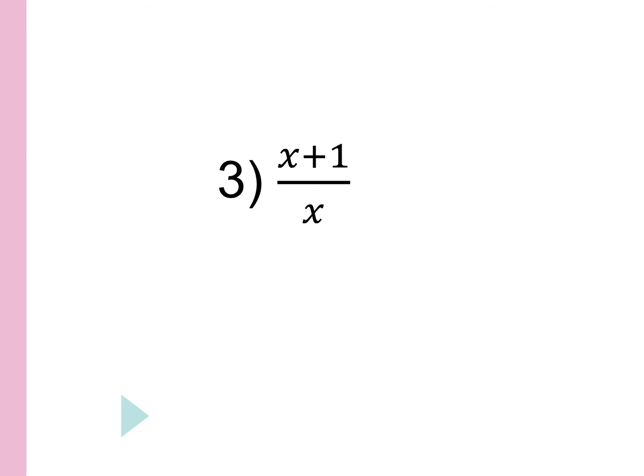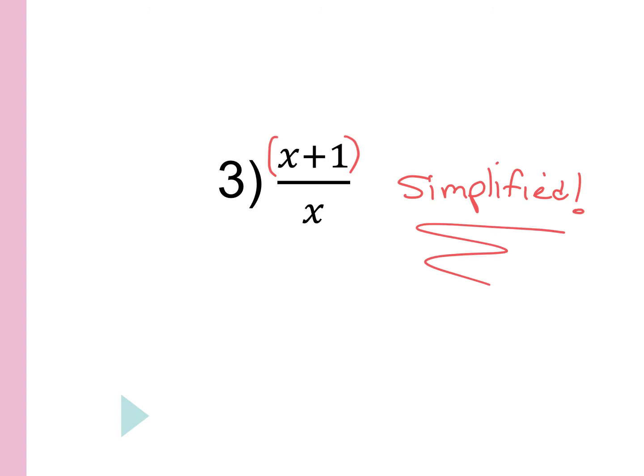Remember, this is grouped together. Do not cancel the x and the x. You will get it wrong. The answer is not 1. The answer to this problem is it's already simplified. Nothing simplifies here. Do not cancel the x's.